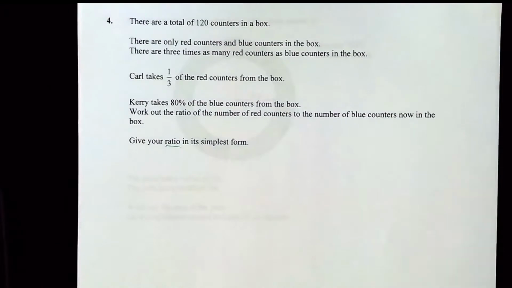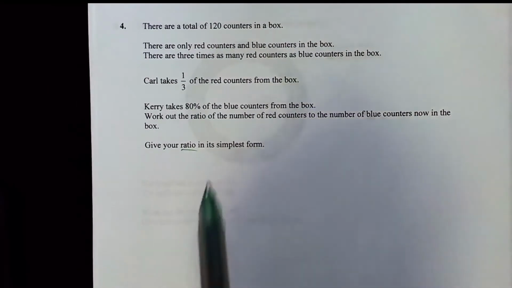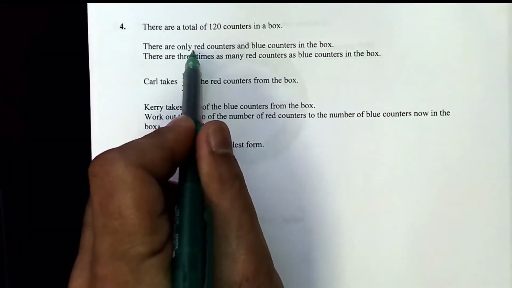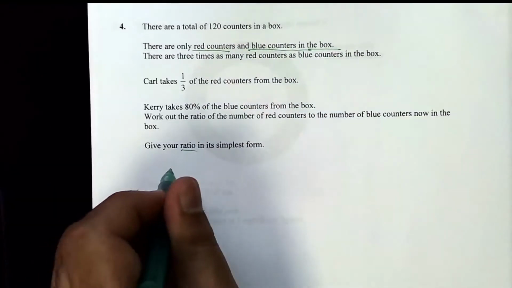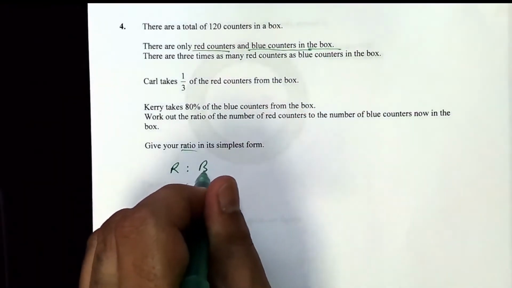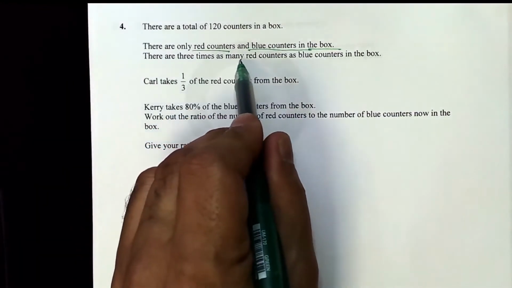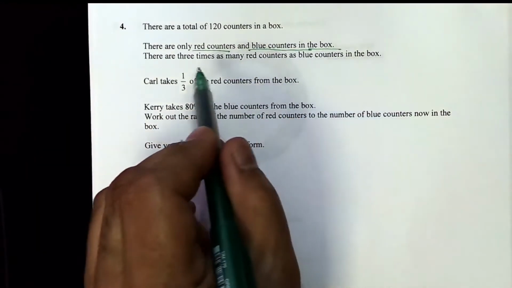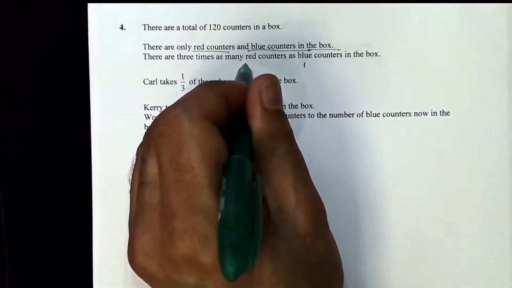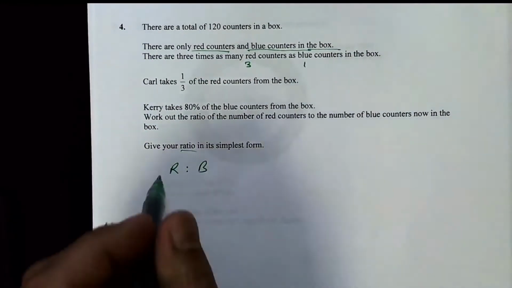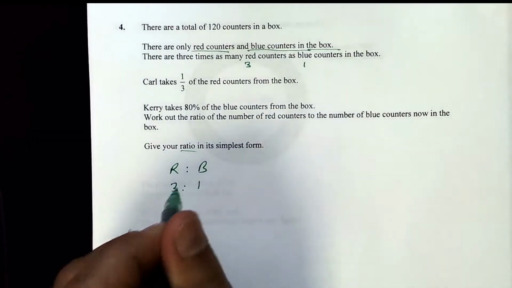So this topic is on ratios. So the ratio, for the first part, red counters and blue counters in the box. So that's red to blue. There are 3 times as many red counters as blue counters. So for every one blue counter, there'll be 3 red. So that's my ratio, 3 to 1.